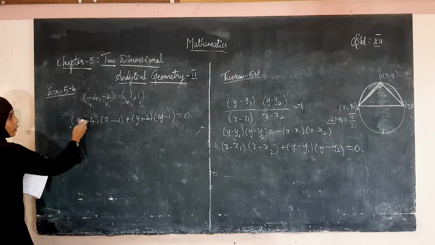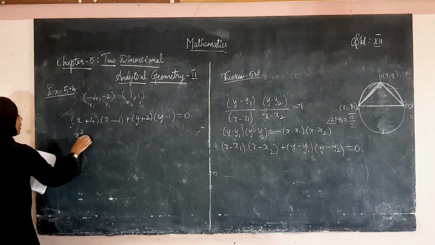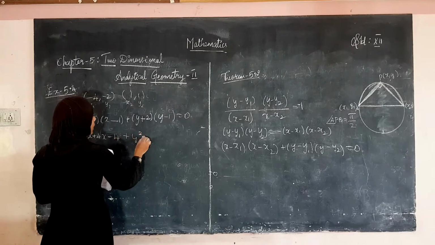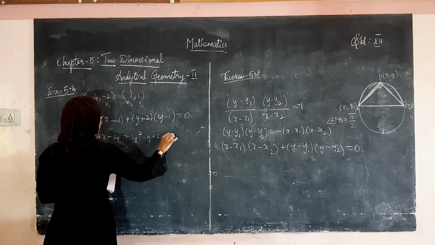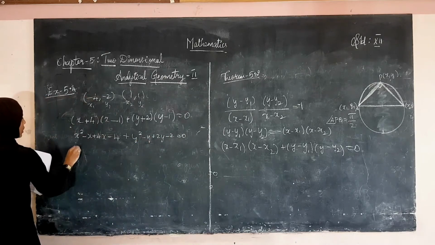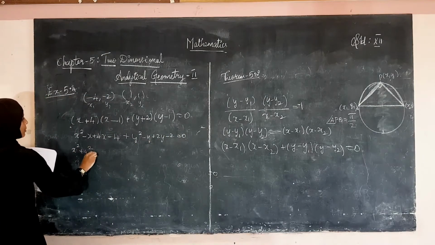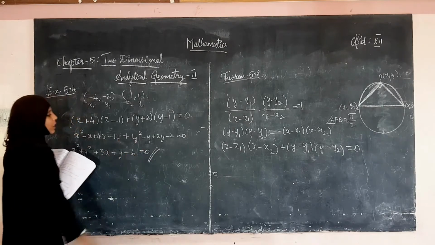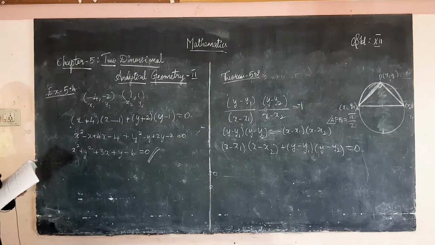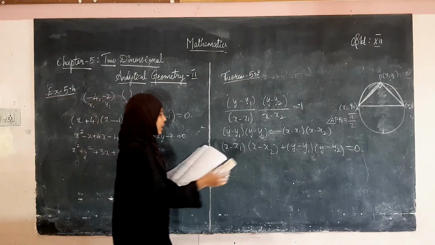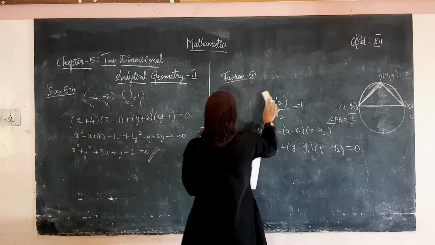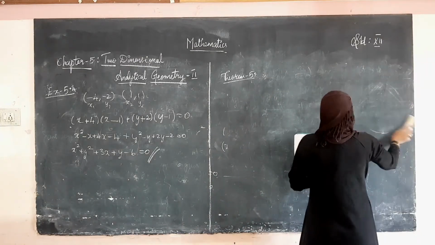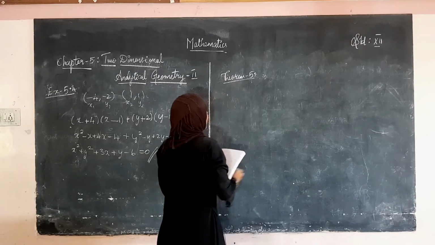Now we have to simplify this. x square minus x plus 4x minus 4 plus y square minus y plus 2y minus 2 equal to 0. So x square plus y square plus 3x plus y minus 6 is equal to 0. This is the equation of the required circle. Now let us see theorem 5.3.